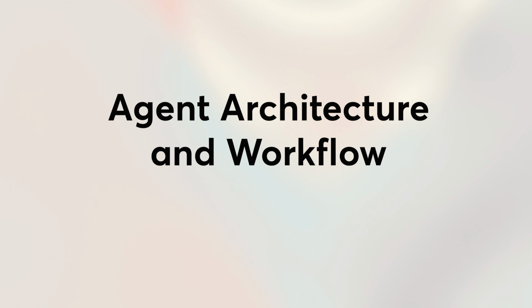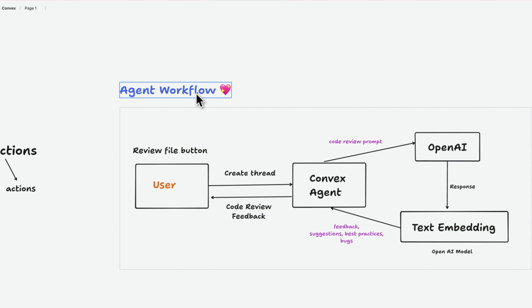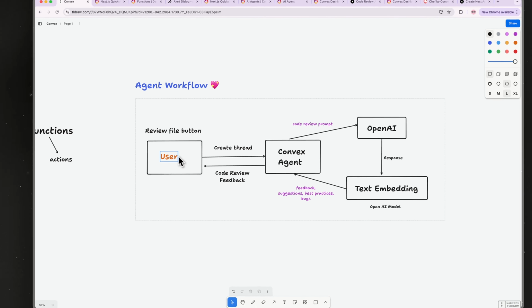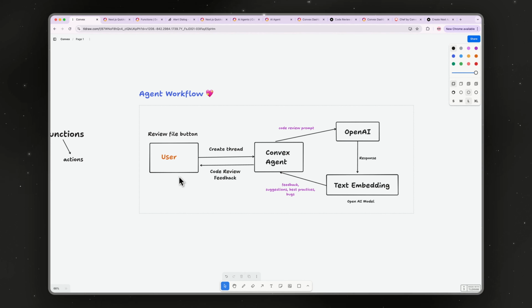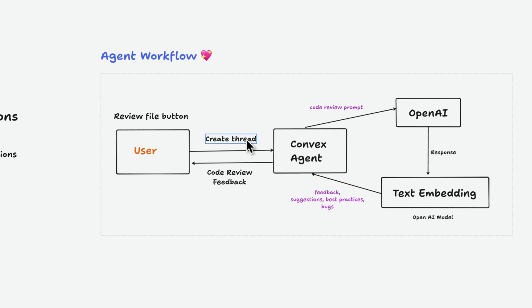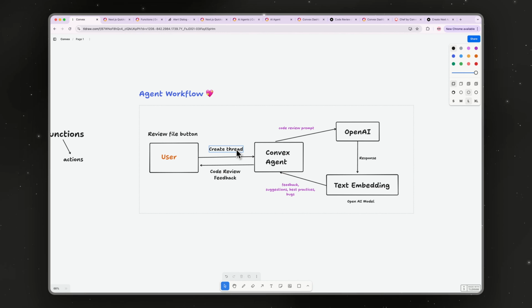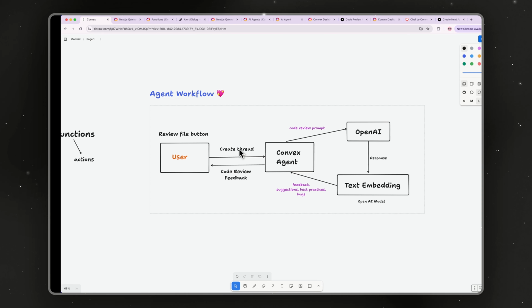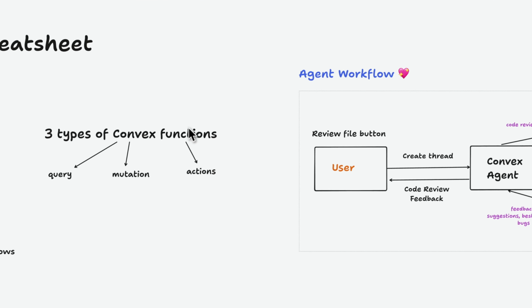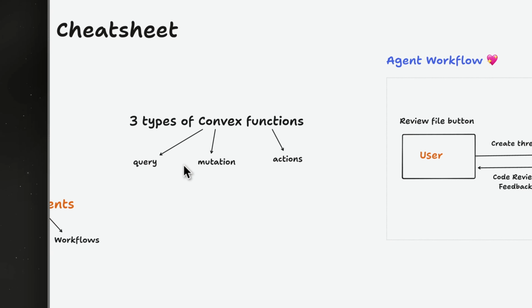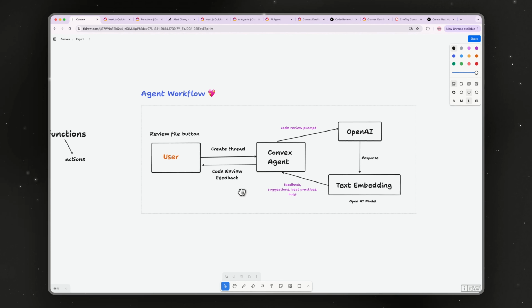But let's take a look at the agent architecture now. Let's take a look at the agent workflow and then build it piece by piece. First step, the client, which is our user, is going to press the review file button, which will then create a new code review thread. This is a trigger to call our Convex action called create thread. Remember I said that Convex has 3 types of functions: query, mutations, and actions. This is going to be an action that we are going to use.